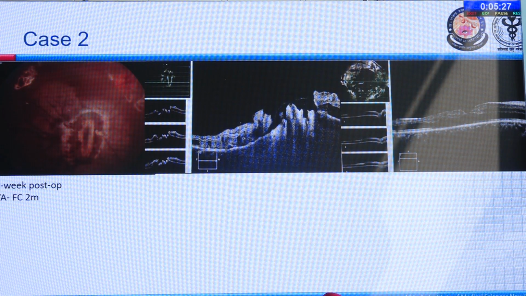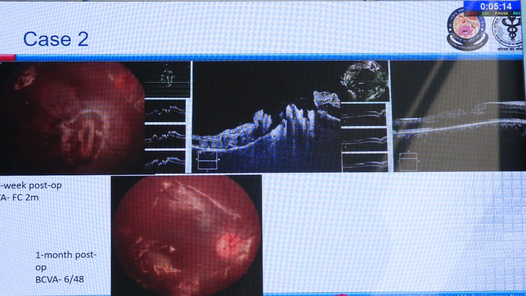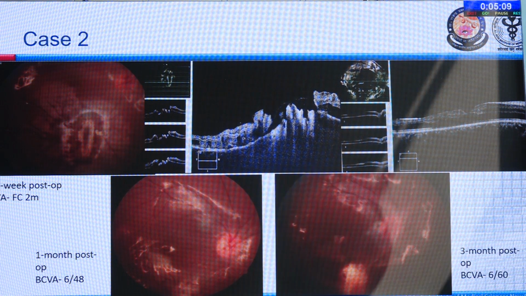So at 1 week follow-up, the vision was finger counting at 2 meters. There is some ischemia in the inferior part of the macula because the arcades have been affected. But on OCT we see that the retina is well attached. At 1 month follow-up, the BCVA was 6/48. There was some atrophy involving the inferior part of the macula. And at 3 months, the patient retained a visual acuity of 6/60.